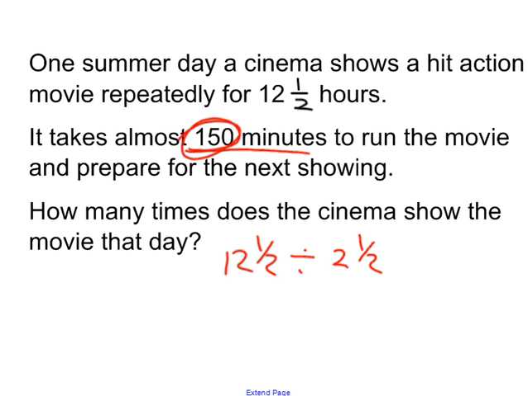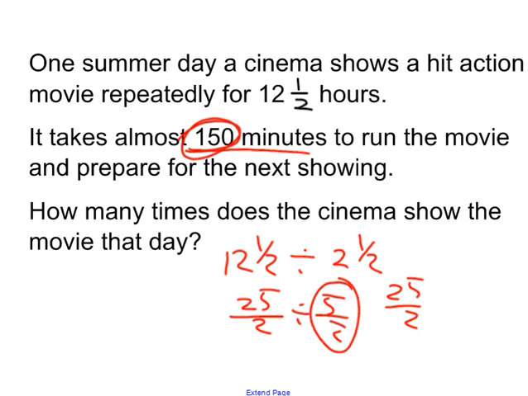I need to get rid of the mixed numbers here and write them all as fractions. So this would become 25 halves divided by 5 halves. I'm going to flip this part over so I can be multiplying instead of dividing. 25 over 2 times 2 over 5. Do a little bit of reduction. The 2's cancel. 5 will go in there 5 times, and 5 will go in there 1 time. 5 times 1 gives me 5 in my numerator, and 1 times 1 gives me my denominator of 1. That means they show it 5 times during the day.